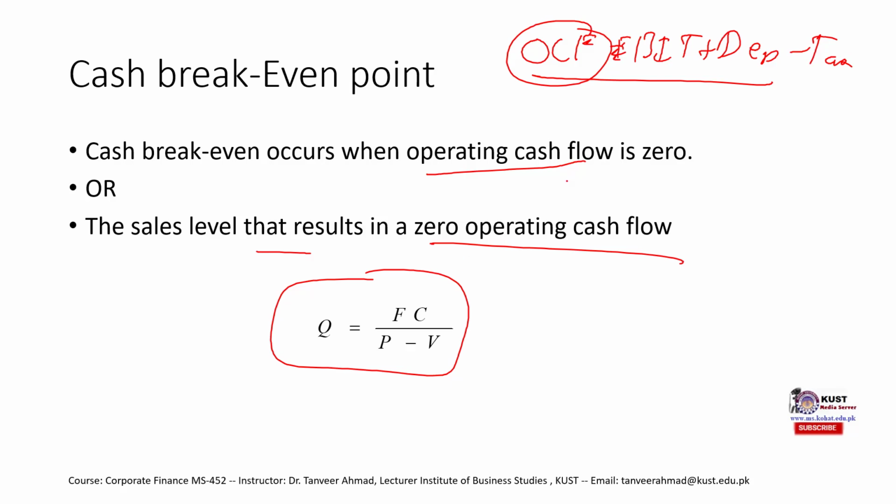If we take the same example as in the previous question, our fixed cost was 500, our price was $40 and the variable cost was 20. So the Q would turn out to be 25. This means that if we can sell 25 units, then our cash flow would be at break-even level. That means we would have 0 OCF if we can sell 25 units.